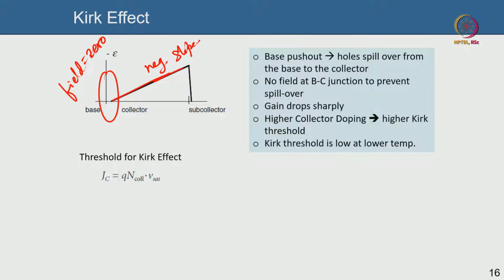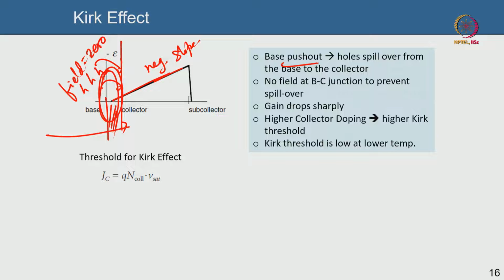What does it physically mean? It physically means that at the base collector junction there is no field. If there is no field at this base collector junction, then all the holes that are here will face no barrier to spill over to the collector. So they will spill over to the collector, and the base width has increased by this quantity. So this is called a base push out.